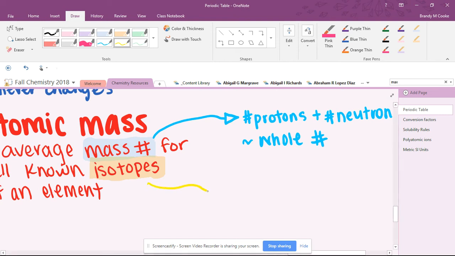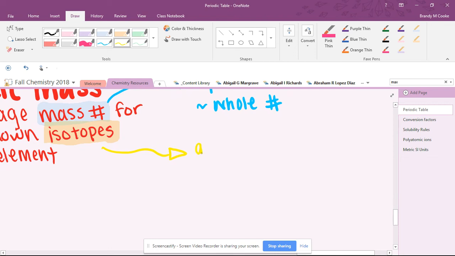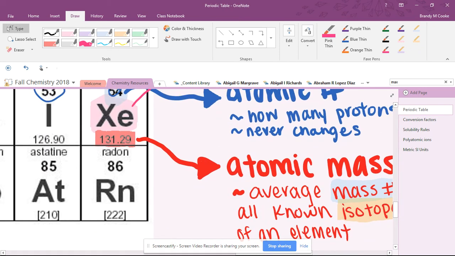So an isotope now, let's come over here. An isotope is an atom of an element with a different number of neutrons. And this is important because this is where we get that decimal from in the atomic mass.